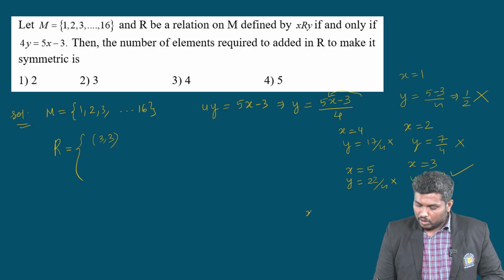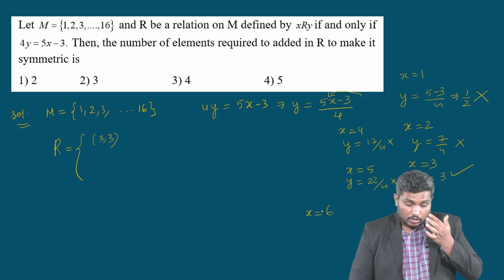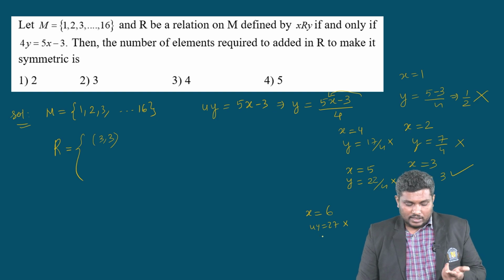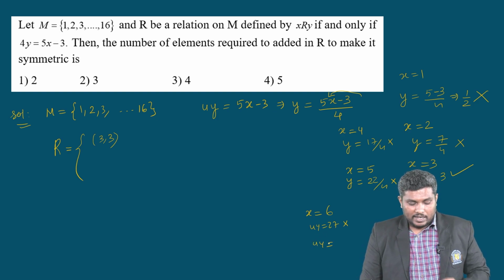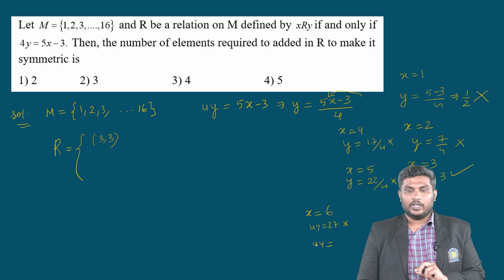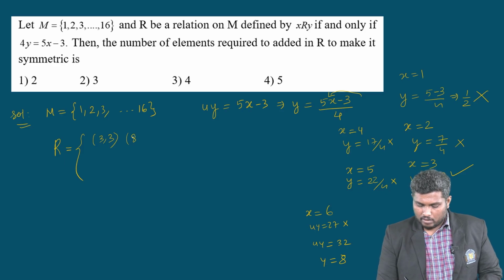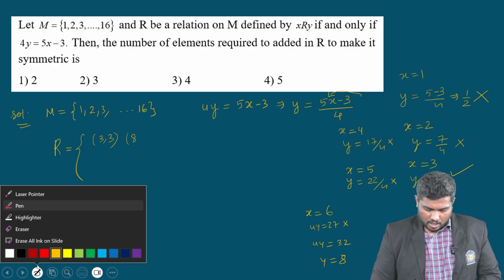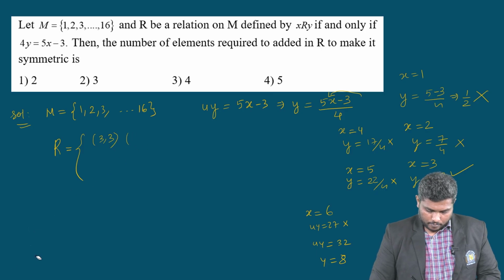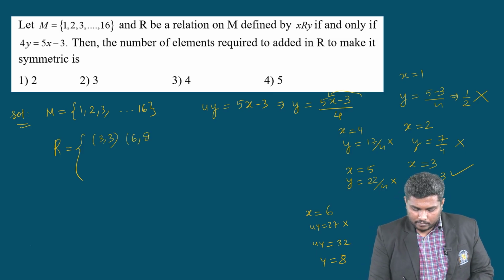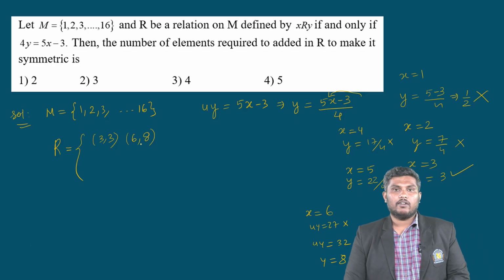And when x is equal to 6, 30 minus 3, 27, 4y is equal to 27, once again rejected. And when you put x is equal to 7, 4y is equal to 5 sevens are 35, 35 minus 3, 32. What is y? It's equal to 8. So the x value is 7 and the y value is 8.